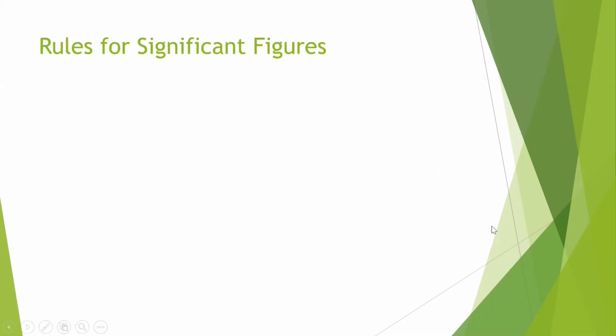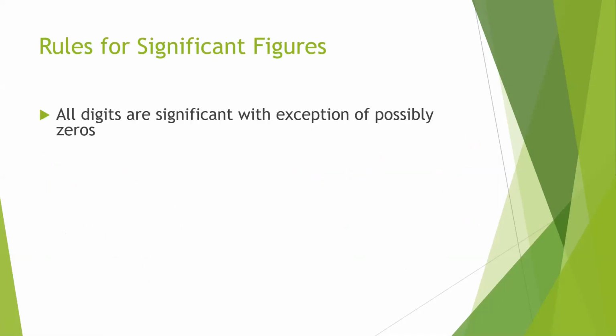Okay, now we're gonna get into the hard part. We're gonna do rules for significant digits. So our first rule is all digits are significant if they're not 0. So basically, if we have a number 81, 8 is a non-zero digit and 1 is a non-zero digit. So they're both significant.